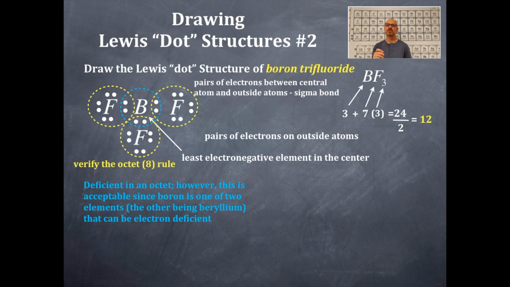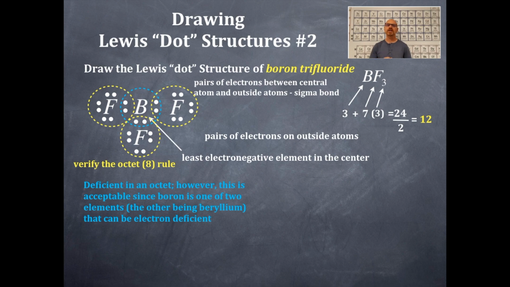But if you review the exceptions to the Lewis dot structure rules, boron and beryllium can be electron deficient, and that is perfectly acceptable. So it's actually okay to be electron deficient, and that's why we're not going to do a double bond with the fluorine. Okay, so lone pairs of electrons remain as lone pairs of electrons, but bonding pairs of electrons will be lines.